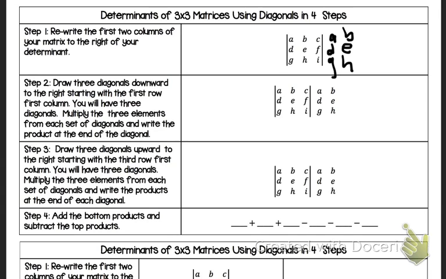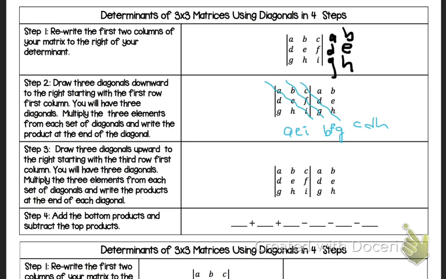Then the next step is we're going to draw 3 diagonals downward to the right, starting from the first row, first column. And we'll have 3 diagonals. Multiply the 3 elements from each set of diagonals and write the product at the end of the diagonal. So what that means is we're going to multiply these 3 together, these 3 together, and these 3 together. So we get A times E times I, we get B times F times G, and we get C times D times H.